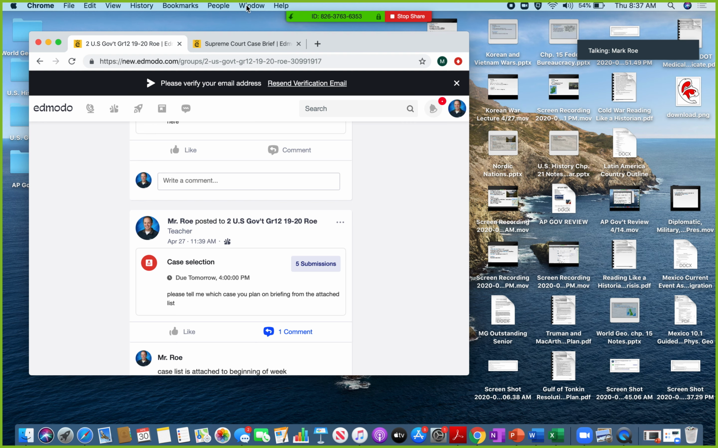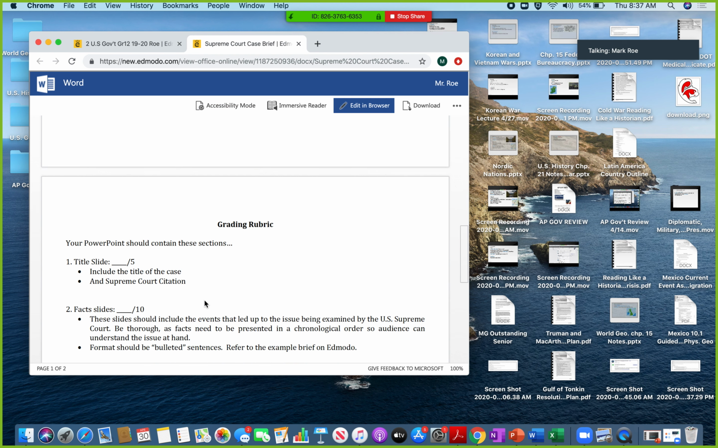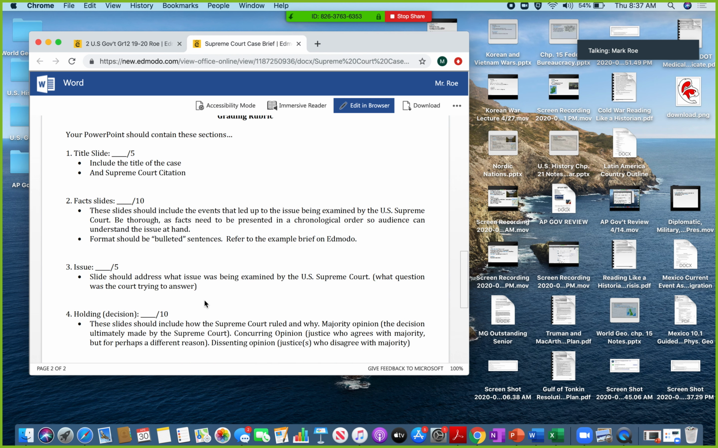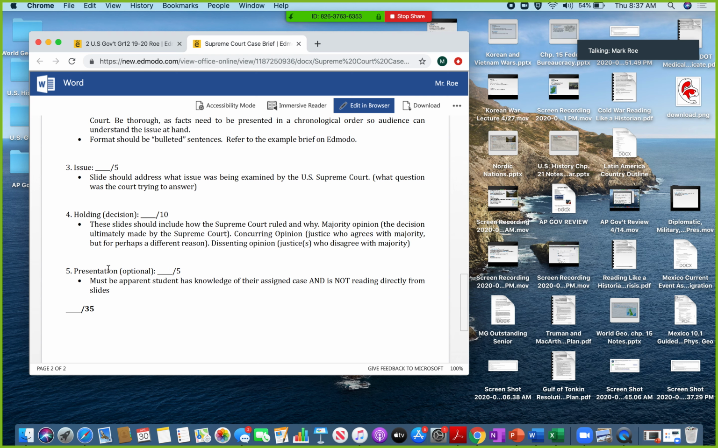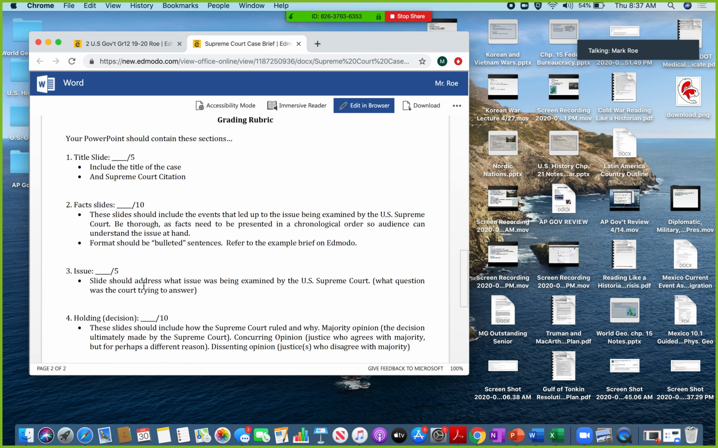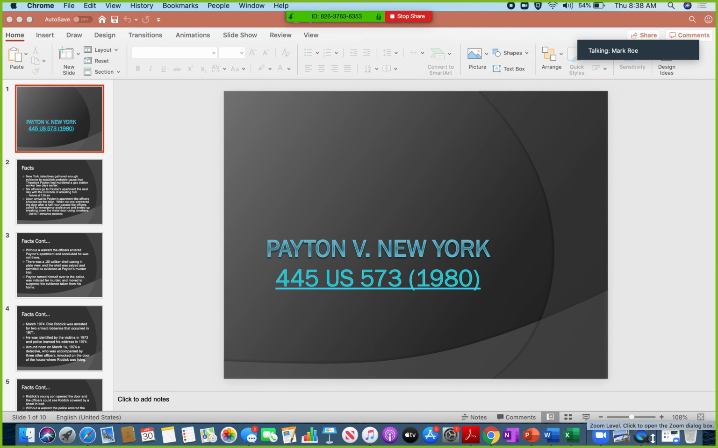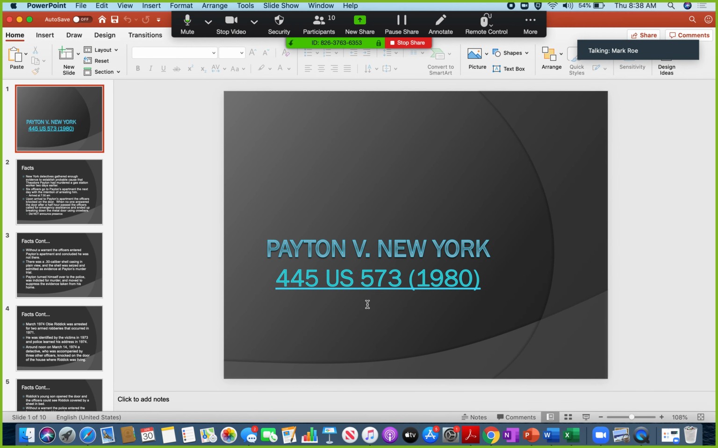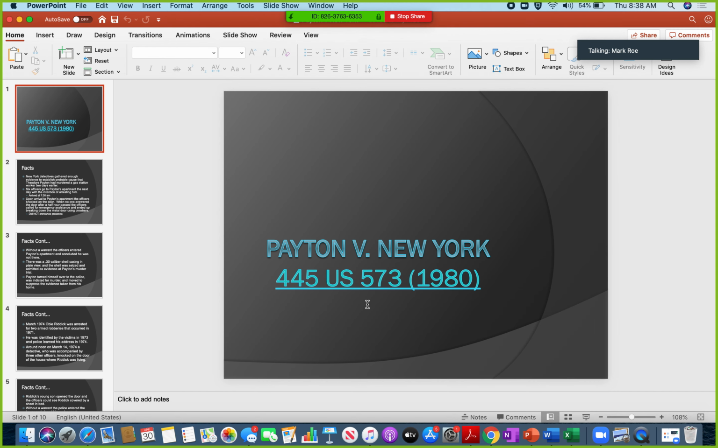All right. So going back to our rubric and scrolling down here, these are the different sections that your slideshow must include. This fifth thing here is just the presentation, so we're going to focus on the first four. You have to have a title slide. Now here is a brief that I did once upon a time when I was taking a law class at NDSU, but your brief is going to look very similar to mine.